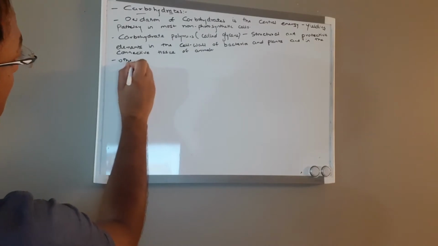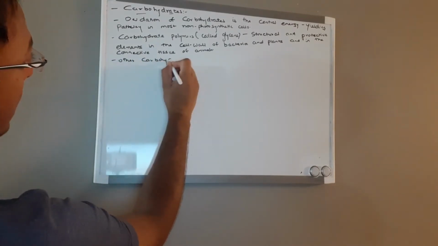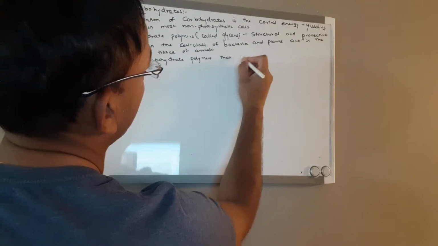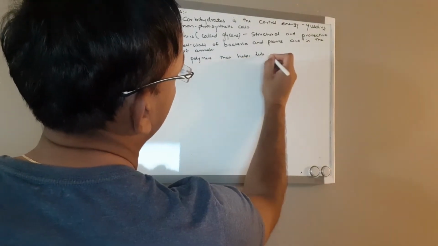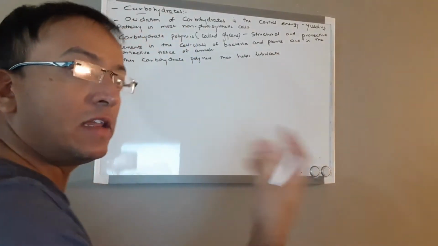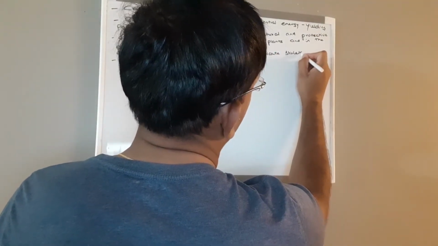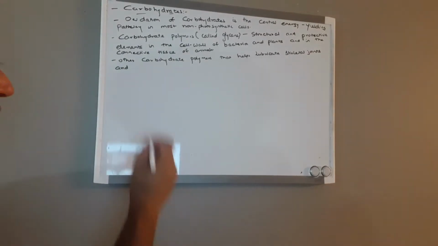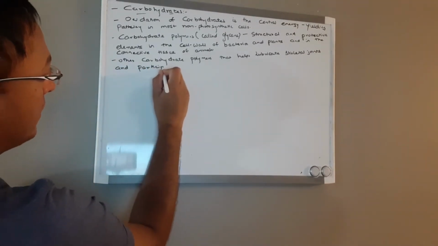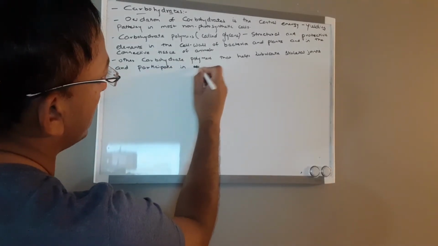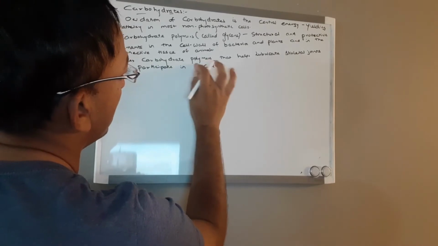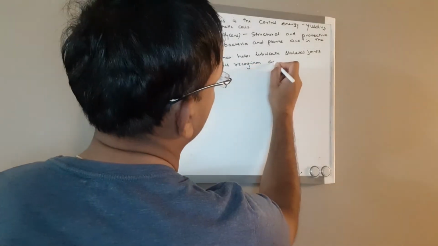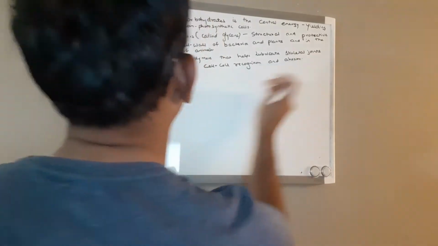So there are other carbohydrate polymers that lubricate skeletal joints, and they also participate in cell to cell recognition and adhesion. That's another function of carbohydrate polymers.